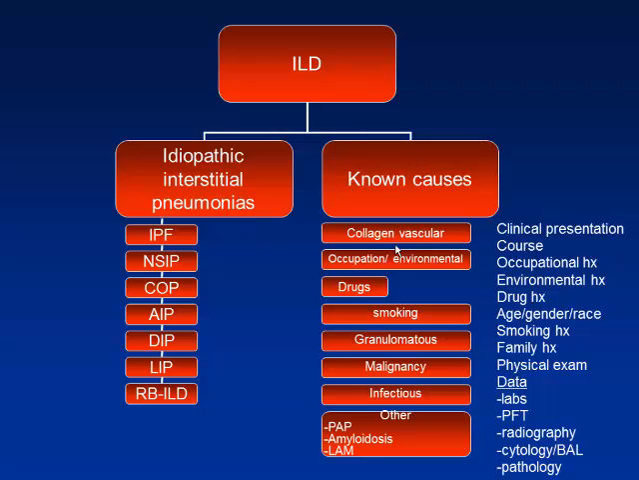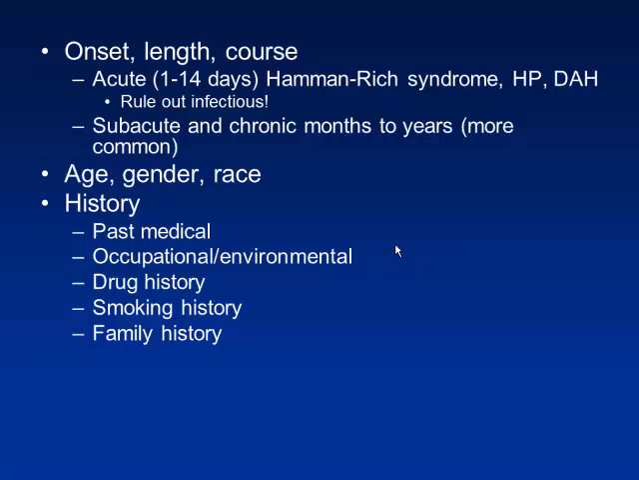Then it makes your job easier, and the lab data is oftentimes merely confirmatory to your clinical suspicion. So let's talk, for instance, about the time course. You can separate ILD into acute and subacute. Acute has a limited number of diagnoses, so this is an easy one.